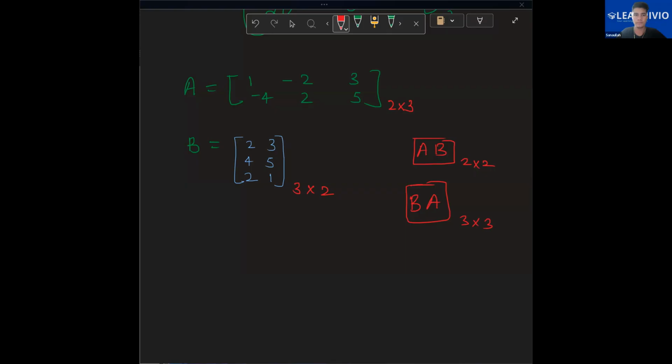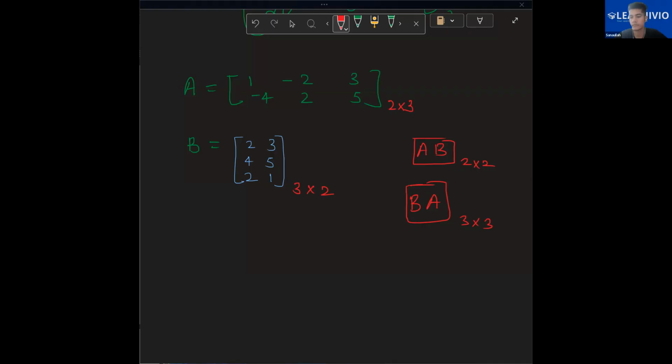For A cross B, I got 0, -4, 10, 3. For B cross A, I got 10, 2, 21, -16, 2, 37, -2, and 11.